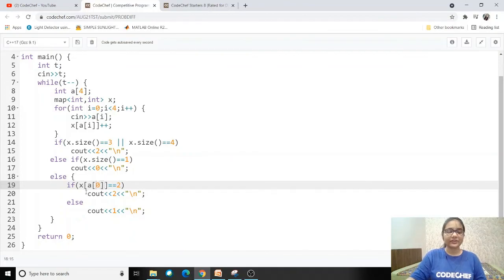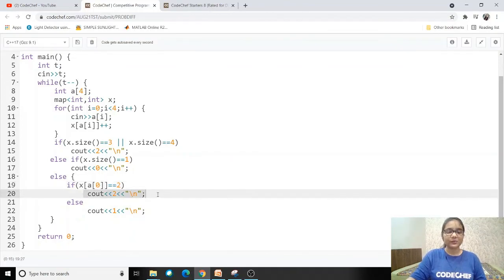So now if it is 2, then we will print 2, as there will be 2 problem sets. In the else part we will print 1, because then we can form only one problem set, as in the case of 5, 6, 6, 6. And if it is the case of 5, 5, 6, 6, then we will print 2. You can recall this from the example that we discussed in the problem explanation.